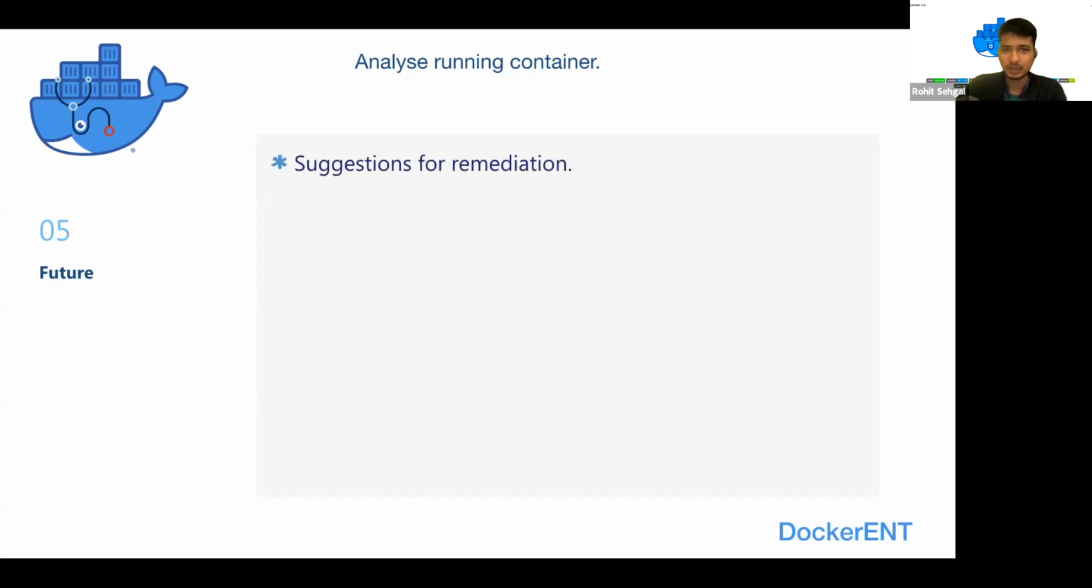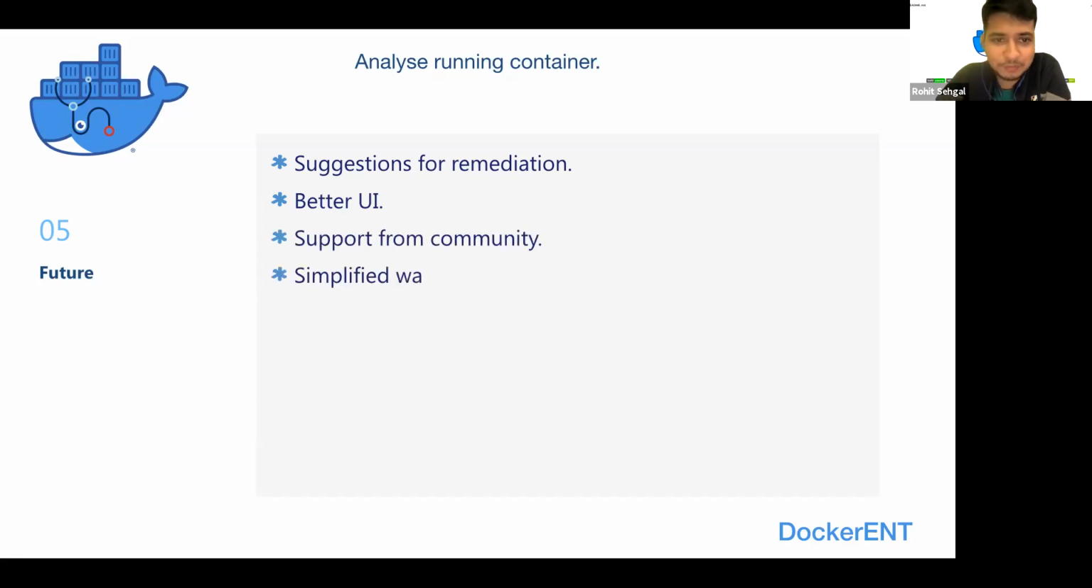But yeah, in future, I want to incorporate suggestions for remediation. Right now, DockerENT points out the issues, but it doesn't point out how you can actually remediate that particular issue. So I want to incorporate that in my plugin. I want to make a better UI. I'm not good at all on this side, but I will definitely try to learn and then build a better, more functional and responsive UI. Parallel processing I want to include as well, because right now it's not in parallel processing mode. And this is where I need your help. You can come up and help me out building this tool and making container runtime more secure. Support from the community, that's what I'm looking for.